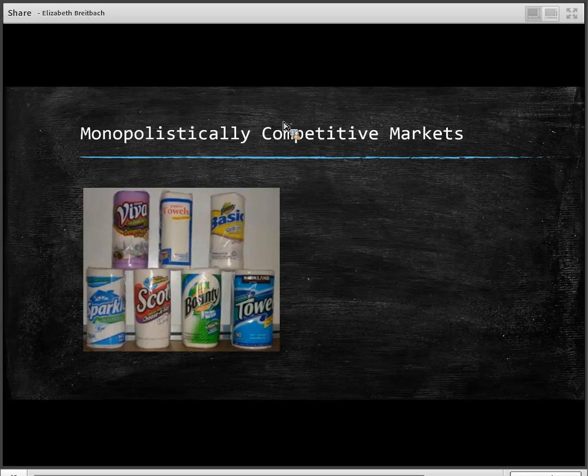Peanuts. A peanut grown on one farm is very similar to a peanut grown on another farm. So I would argue that that's going to be a perfectly competitive market. There are many farmers growing peanuts, and peanuts across farms are very similar. And so peanuts is going to be a perfectly competitive market.